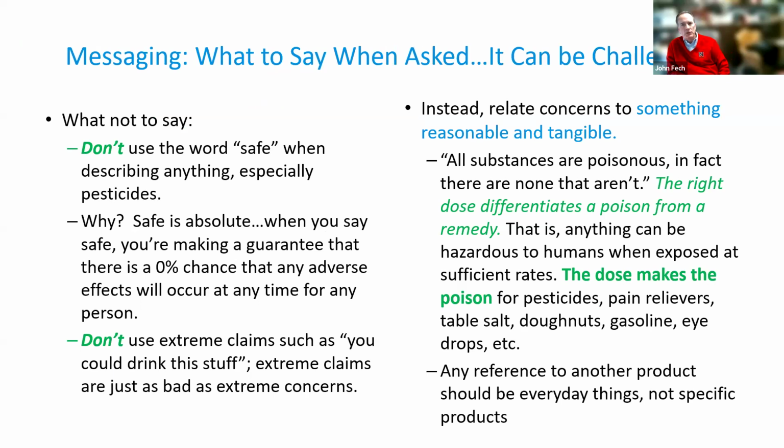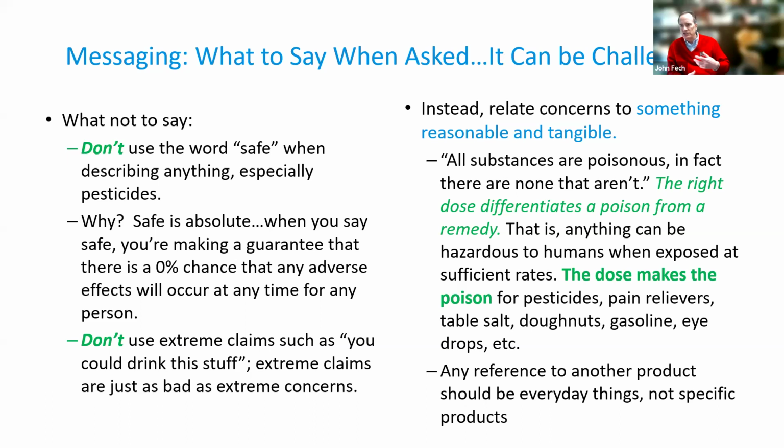Really the problem with using the word safe. We recommend against using the word safe when describing anything, but especially pesticide. Really, when you look at it, safe is absolute. When you say something is safe, you're making a guarantee that there's a 0% chance of anything adverse happening as a result. So the word safe is kind of off limits, as well as making extreme claims like, oh, don't worry about this stuff I'm spraying on the sports field. You could drink this stuff. Extreme claims are just as bad as extreme concerns. So it's a couple of don'ts there.